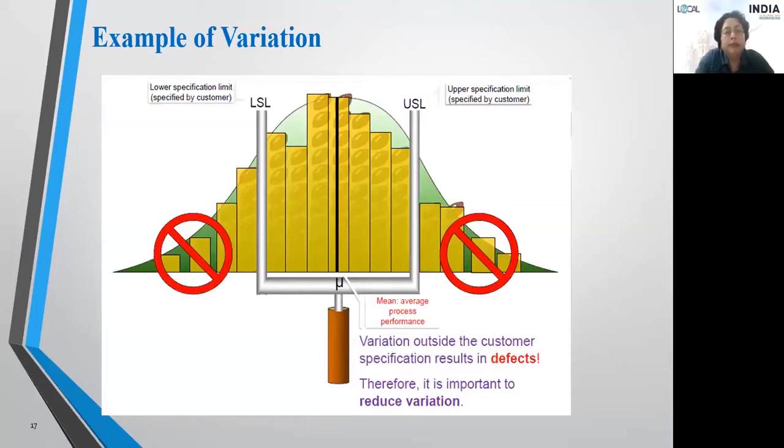The customer specifies the lower specification limit and the upper specification limit for any of our activities. And the variation outside the customer specification results in defects. Therefore, it is important to reduce variation.